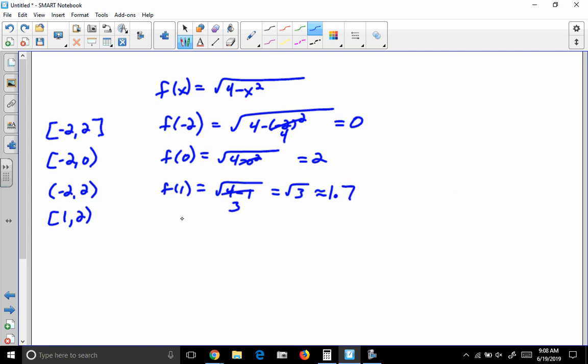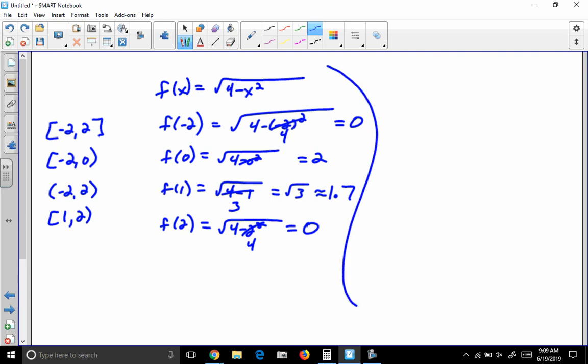And then let's plug in a +2, and that should take care of all of the values on the edges of our intervals here. So if we plug in a +2, 2 squared is 4. 4 minus 4 is 0. The square root of 0 is 0. So that takes care of all of our edges. Now we need to look to see if we have any critical values inside any of these intervals.